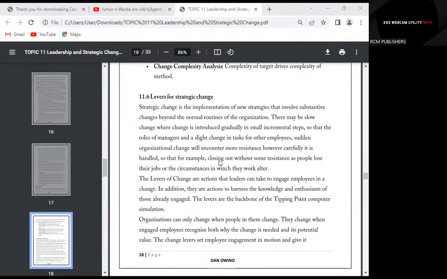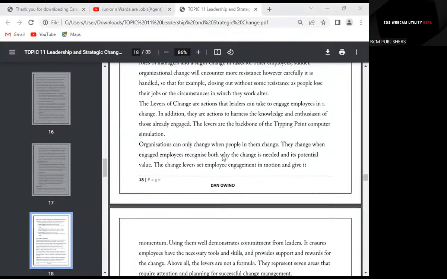Let's take a few minutes break. Then we continue this part of our levers of strategic change.